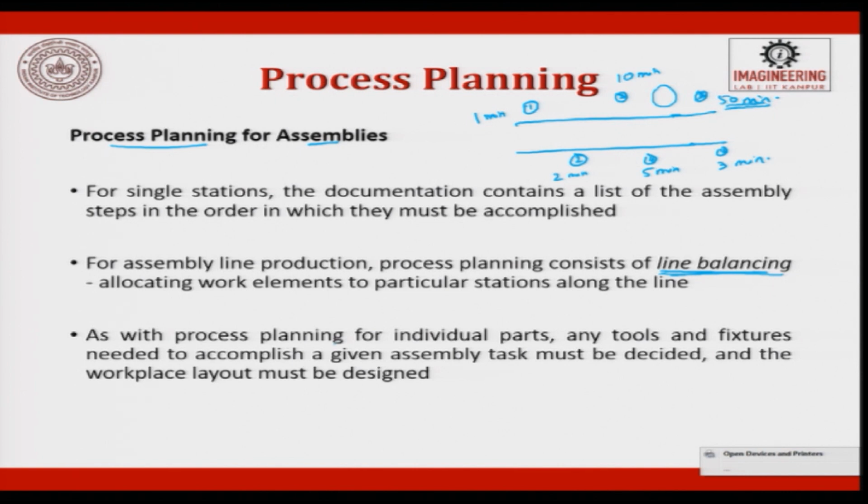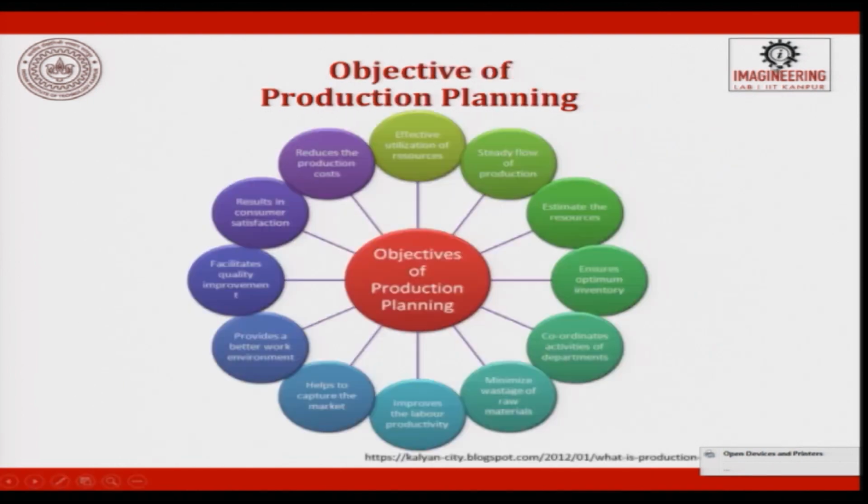As with the process planning for individual parts, any tools and fixtures needed to accomplish a given assembly task must be decided and the workplace layout must be designed. So, you plan the machines, you plan the cycle time and you plan the operations which have to happen, and then you try to see what is to be done in the process planning. So, what are the objectives for a production planning?